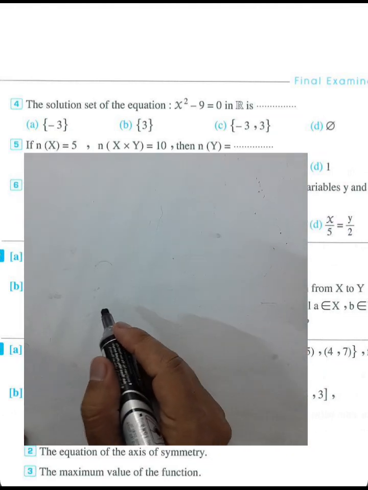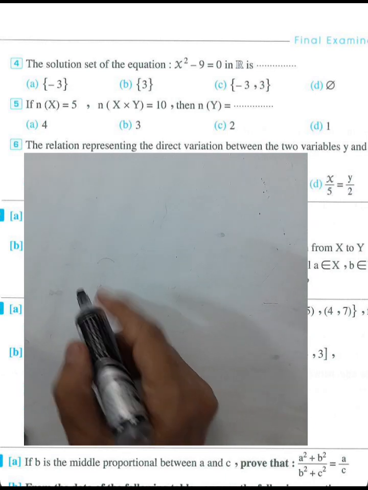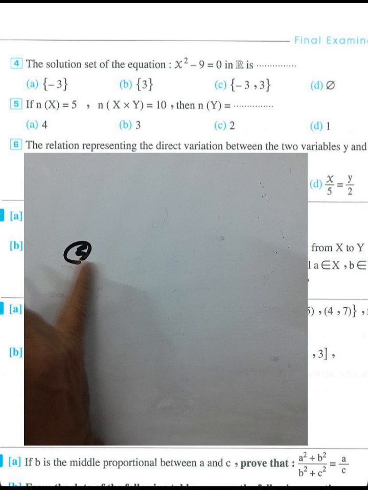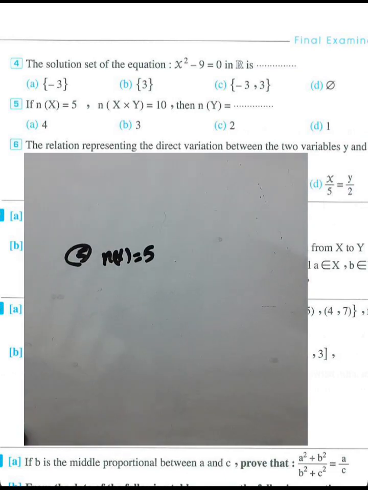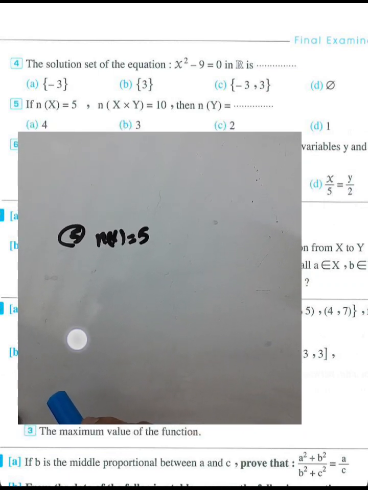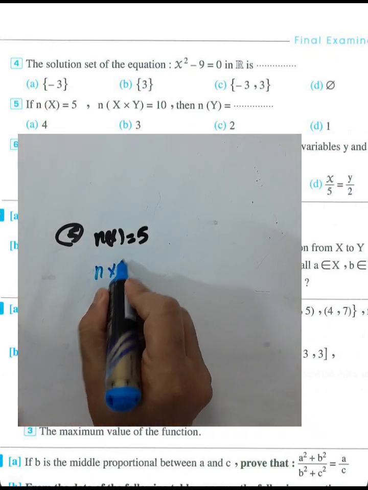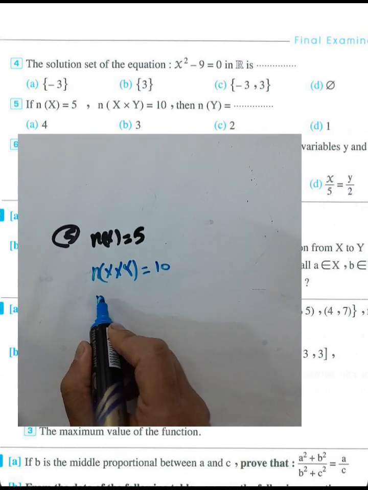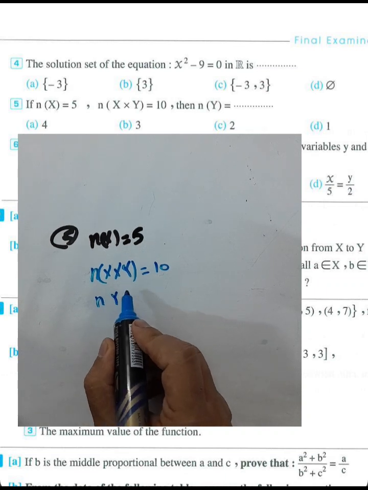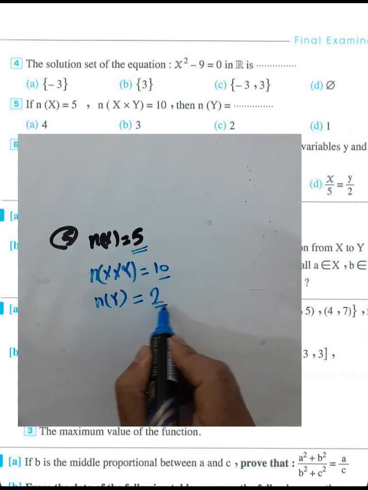Next question, number 5. If n of x equals 5, the number of elements in set x equals 5, and the number of elements of the Cartesian product of x and y was 10, then the number of elements of set y will be what? 2 times 5 equals 10. Then we have 2 elements in y.